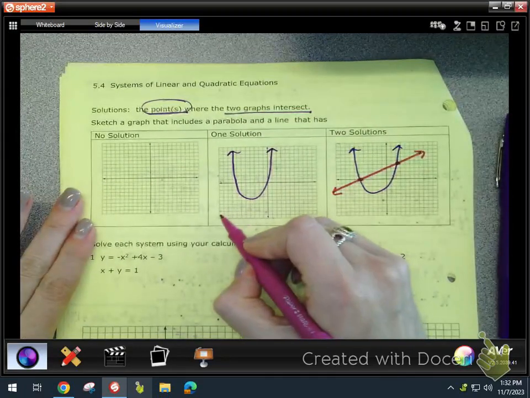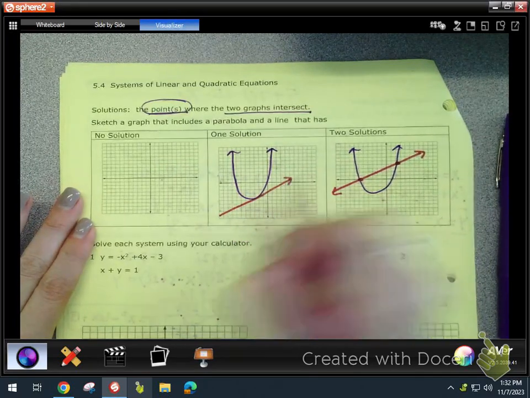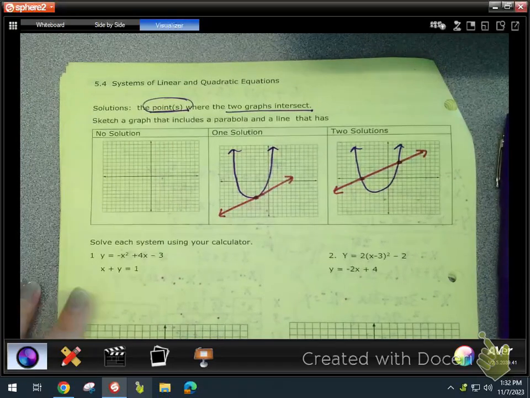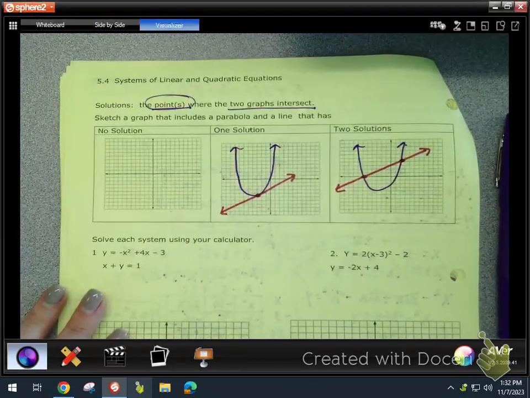So like my line just basically touches the graph 1 time. It's like tangent to it at 1 solution. I don't know if we'll see one of those in the notes. We'll see when we get there.